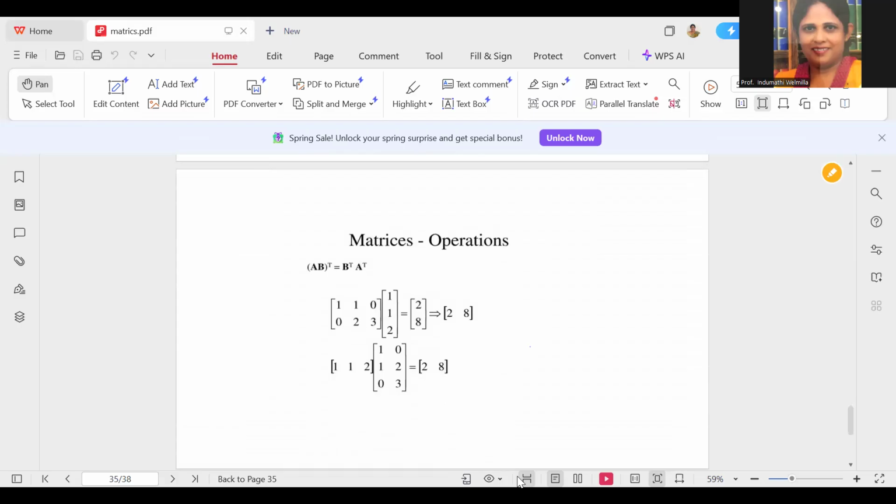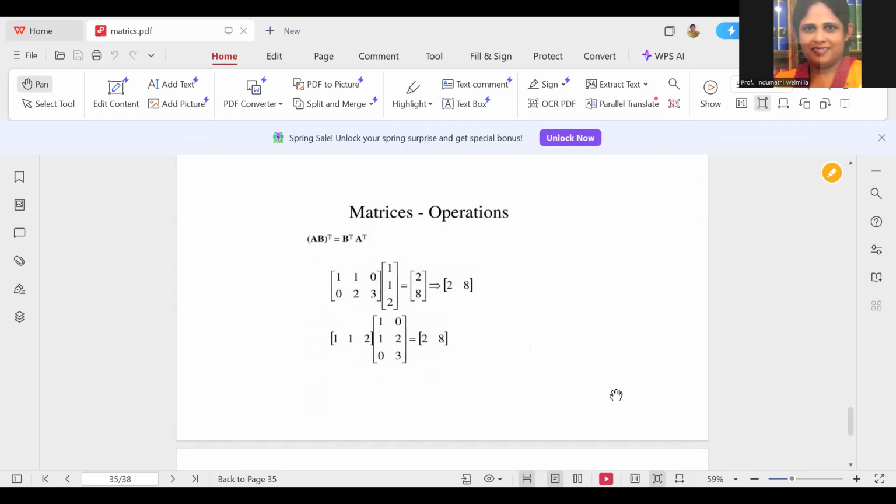This is another example of the same thing. If this is the first matrix and this is the second matrix, we can multiply these two together. When we multiply these two together, we get this 2, 8 matrix. Then we can transpose it, and the final is 2, 2, 8. Or you can transpose the first matrix and the second matrix this way, and then multiply these two. So go through this one.